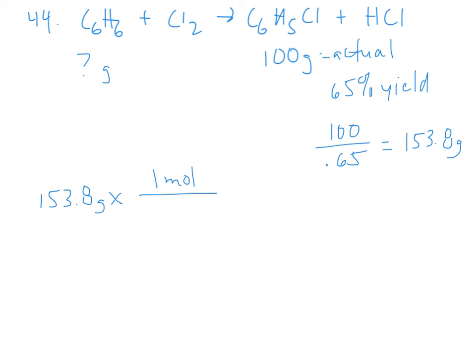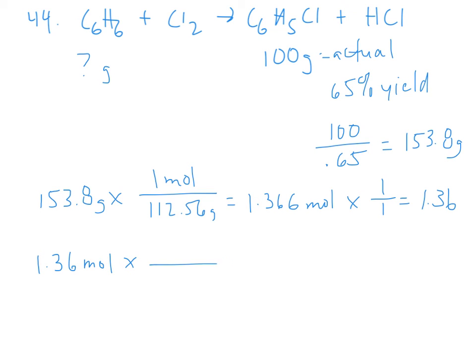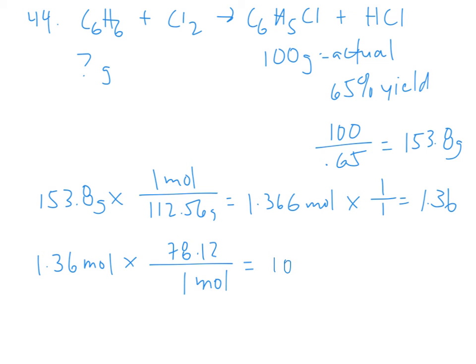So my molar mass is 112.56. So 153.8 divided by that means I need 1.366 moles of the product, and since it's in a 1-to-1 ratio, that's also how much benzene I need. So if I have 1.36 moles of benzene, and I find benzene's molar mass to be 78.12, and I multiply that by the 1.36, we're looking at 106.2 grams of benzene needed.